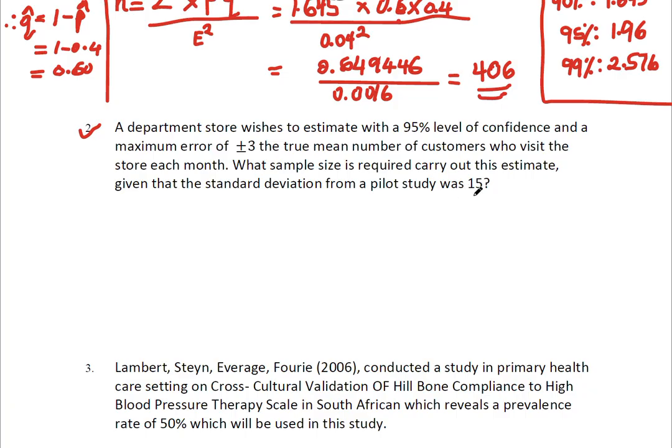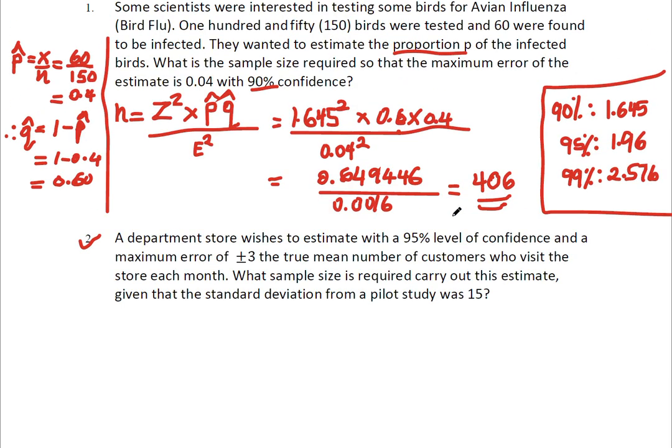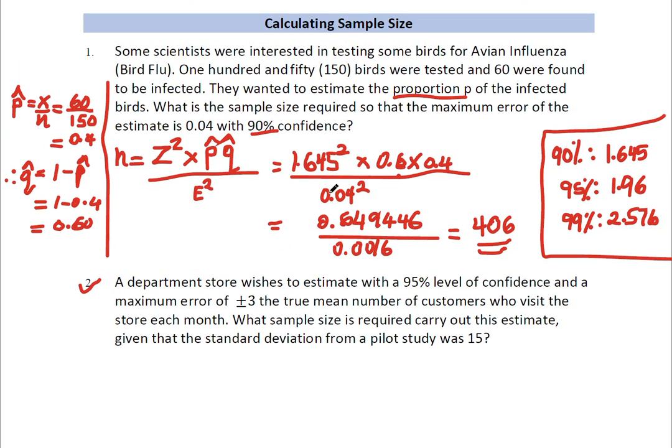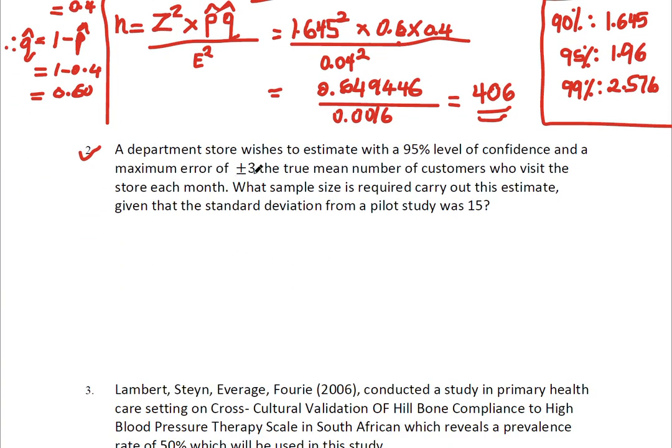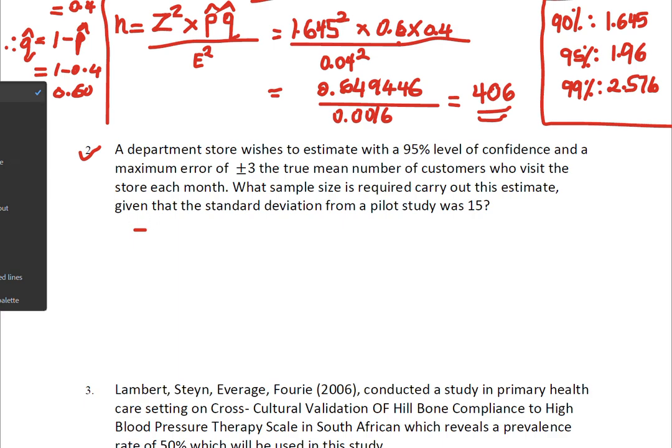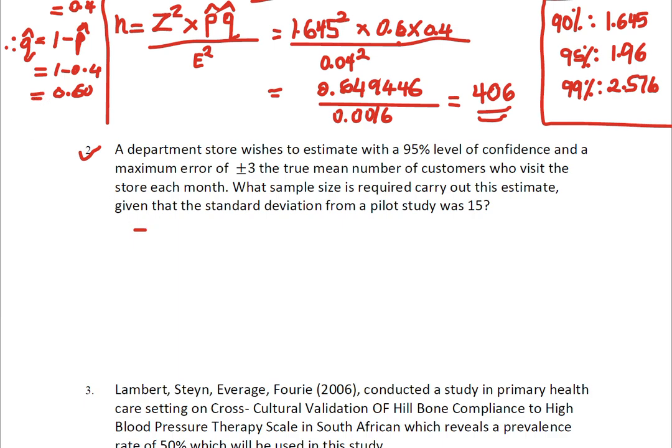pilot study was 15? In the first question, we were estimating the sample size required for a study where the intention was to estimate a population proportion. In this case, the aim is to estimate the population mean. So here we are interested in calculating the sample size that is required to estimate the population mean. So the formula is different. The formula that we use to calculate the sample size for an estimate of population means is this.